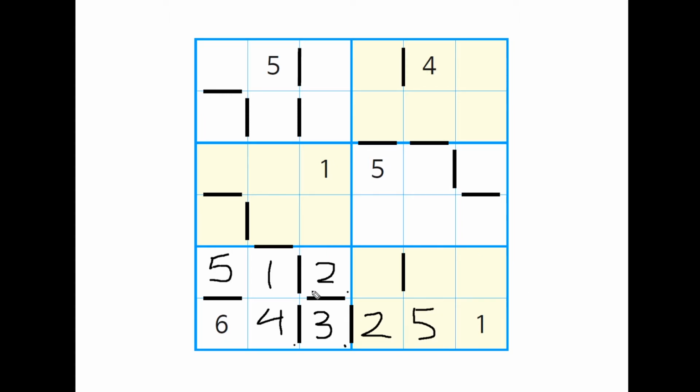Now if we take a look at this last block, we know that it's missing the numbers 3, 4, and 6. Now due to this black line here, we know that the numbers in this cell and this cell must be consecutive.